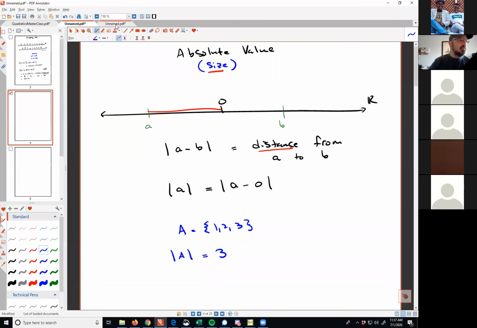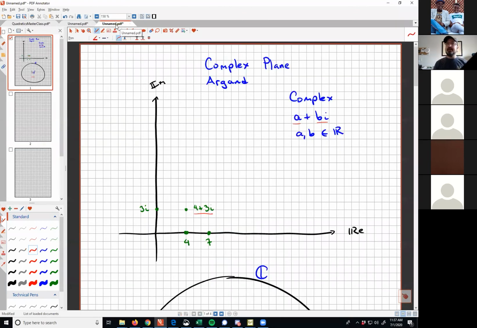So what would the absolute value of a complex number be? It should be a real number. It is going to be a real number. It is going to be a distance, but distance to what? To 0. Distance to 0 in the complex plane. What is the distance from 4 plus 3i to 0 in the complex plane?